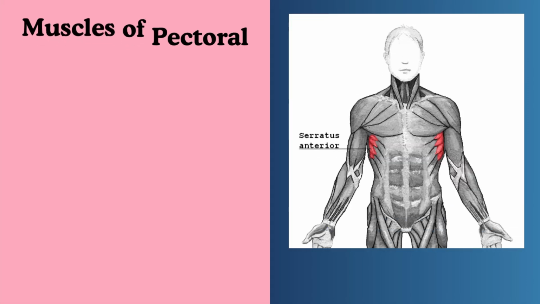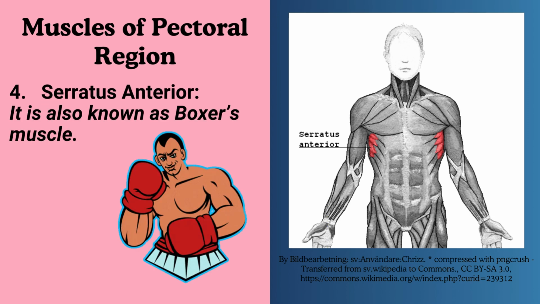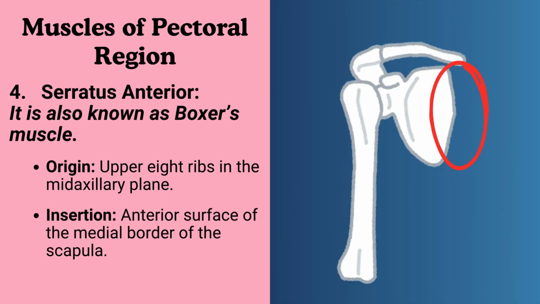The last muscle of pectoral region is the serratus anterior muscle. It is also known as the boxer's muscle. Origin: it originates from the upper 8 ribs, in the mid-axillary plane. Insertion: it is inserted at the anterior surface of the medial border of the scapula.